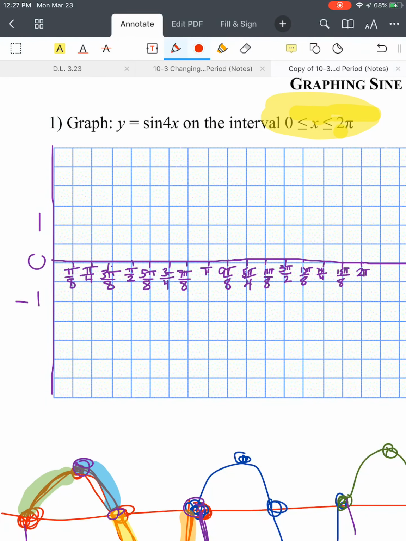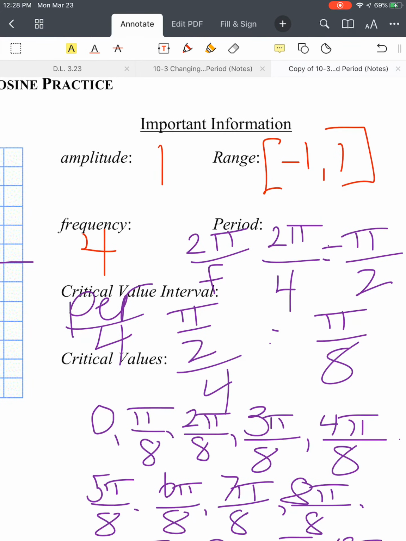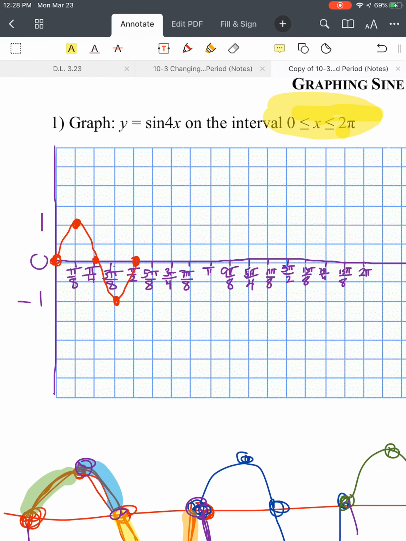Okay, so sine starts at 0. So there's my first dot. Then sine goes up to the highest, which is 1, back to what we call the midline, back to 0, down to the lowest, which is -1, and back to the midline. Now, usually I connect at the very end, but let's talk about this. This right now that I have is 1 cycle of sine, and that makes sense because the period is pi over 2. 1 cycle should end at pi over 2, and it does.